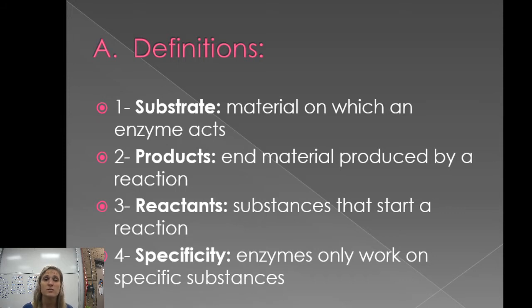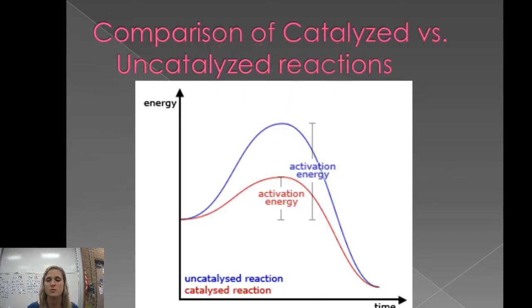Products are the end materials that you get out of a reaction with an enzyme. Reactants are the things that start a reaction. So you have two separate reactants, okay, and then a reaction goes, and then you come up with products at the end. And specificity means that enzymes can only work with specific substances. So one enzyme does a specific job, and it doesn't do the same job as another enzyme. They are specific to certain substances.